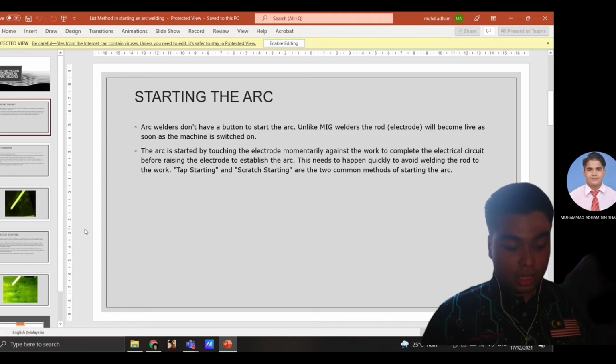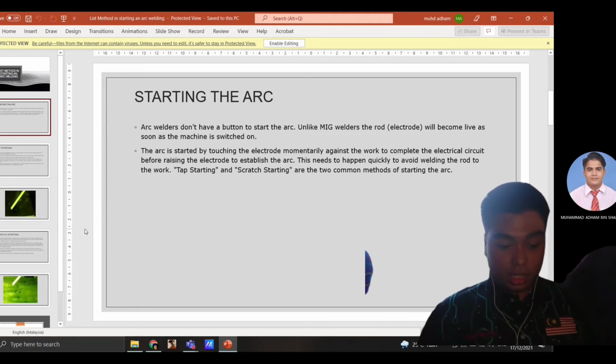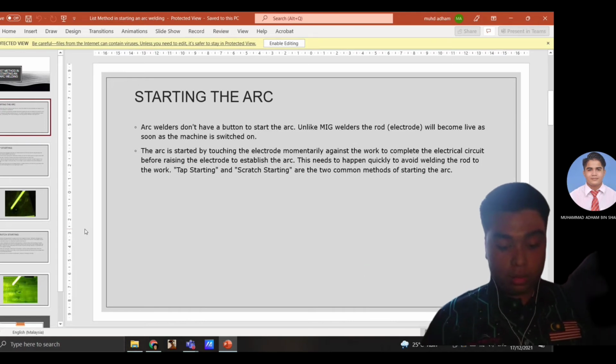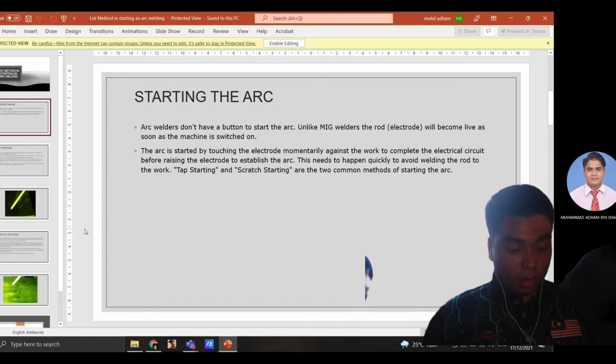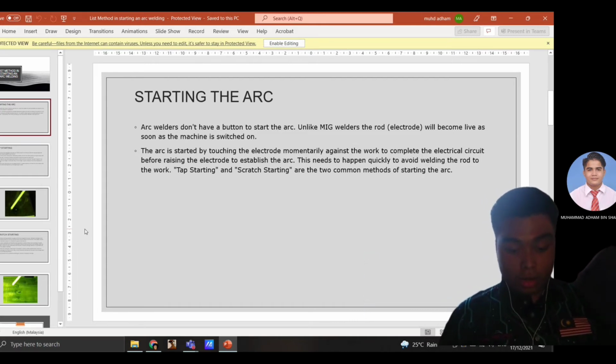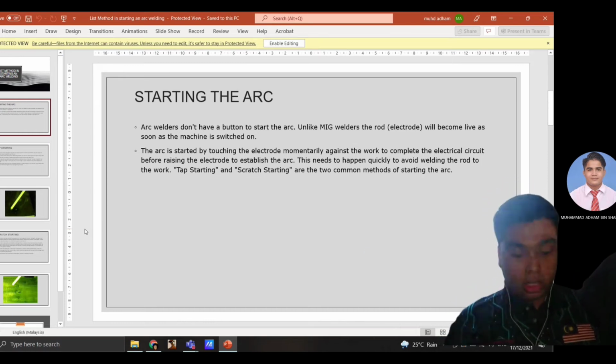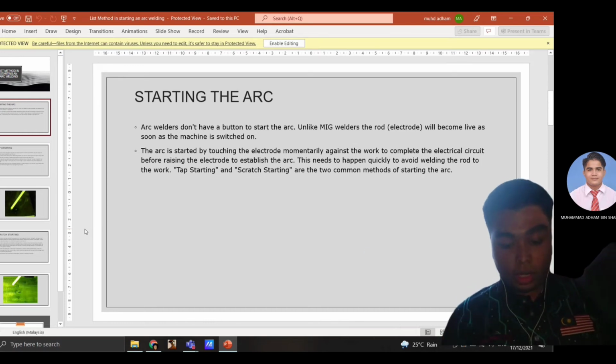Starting the arc. Arc welders don't have a button to start the arc. Unlike a MIG welder, the rod stays live as soon as the machine is switched on. The arc is started by touching the electrode to the work to complete the circuit before raising the electrode to establish the arc. This needs to happen quickly to avoid welding the rod to the work.